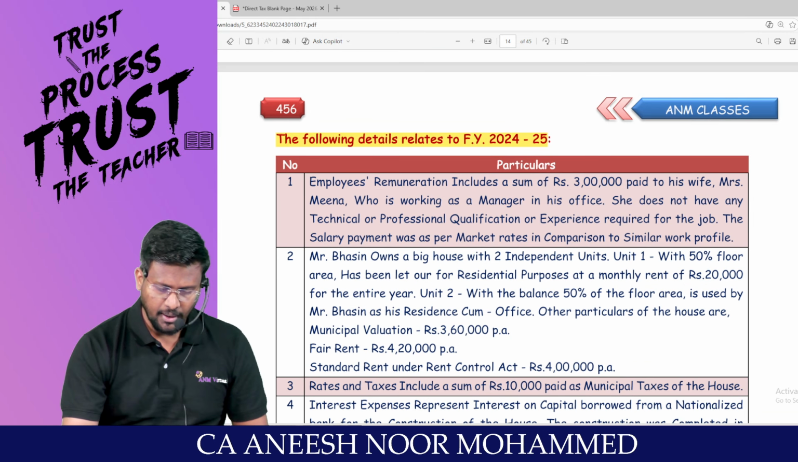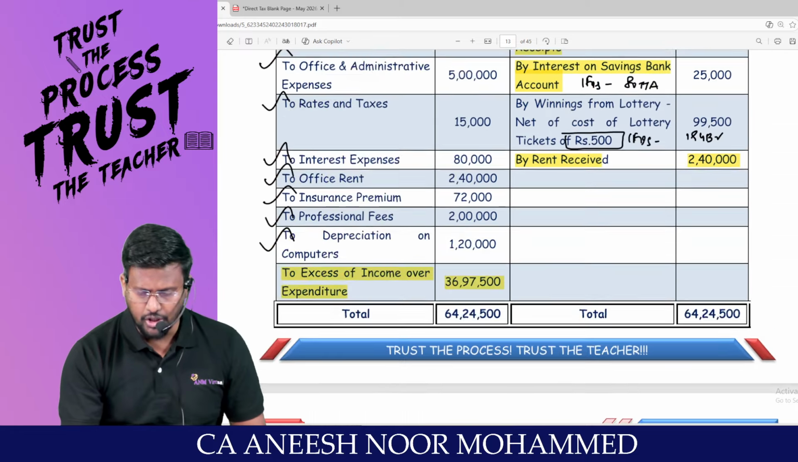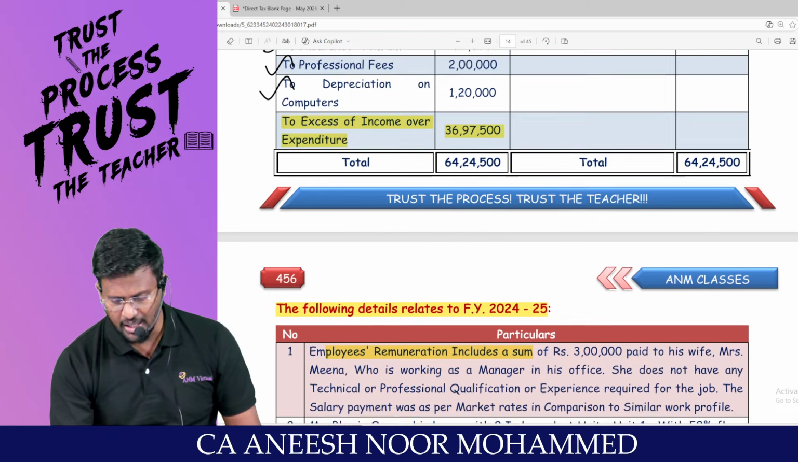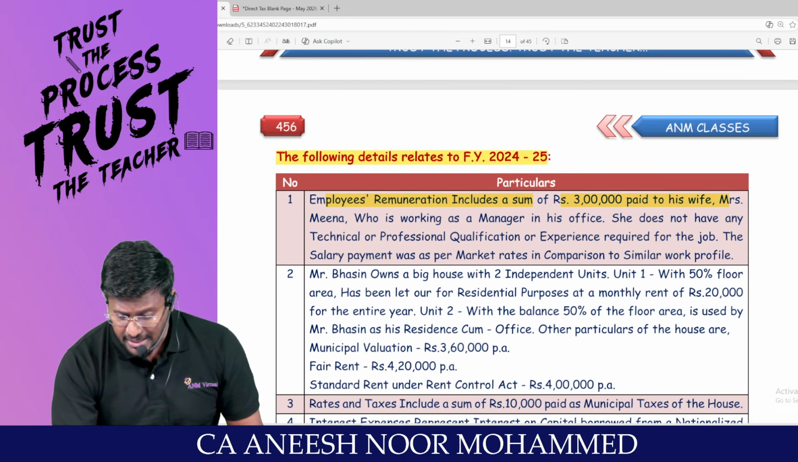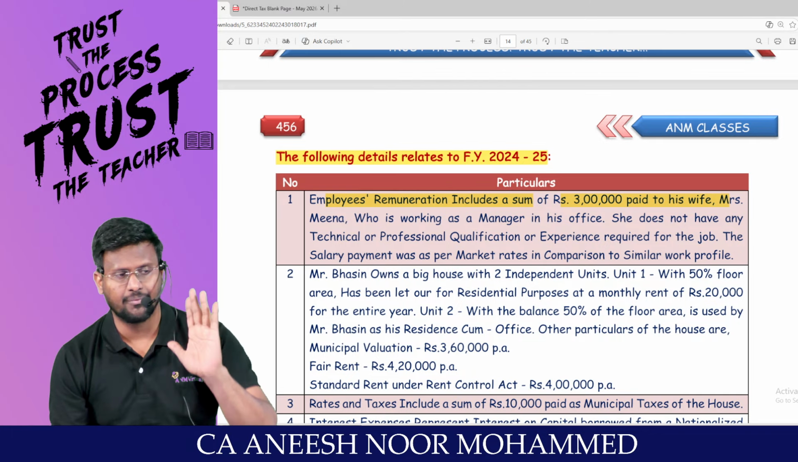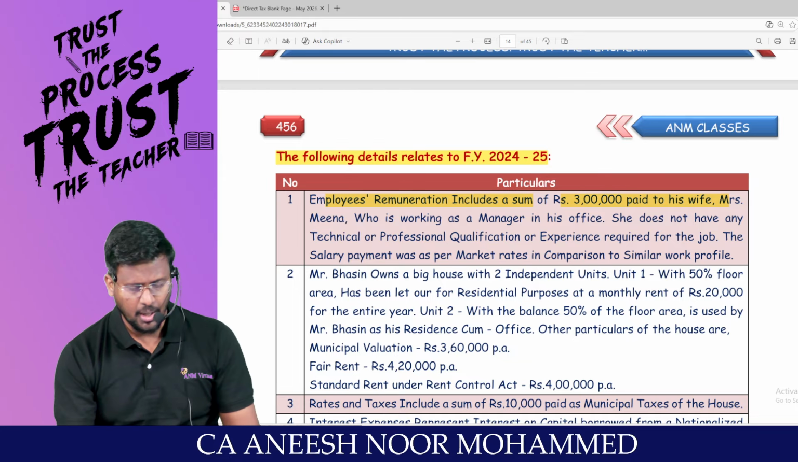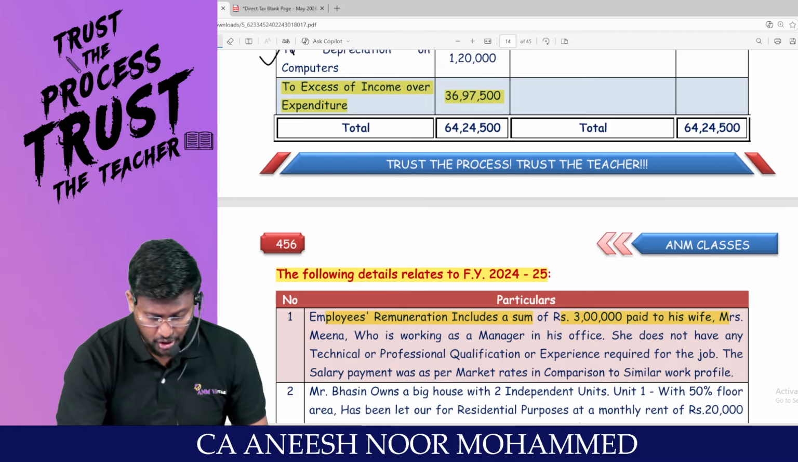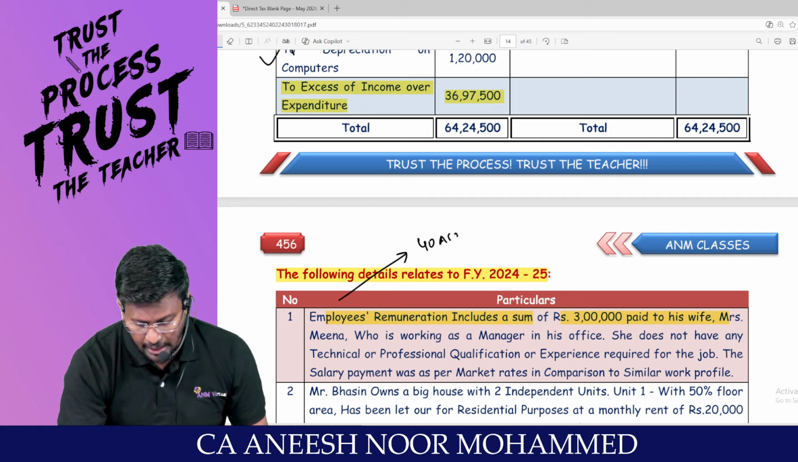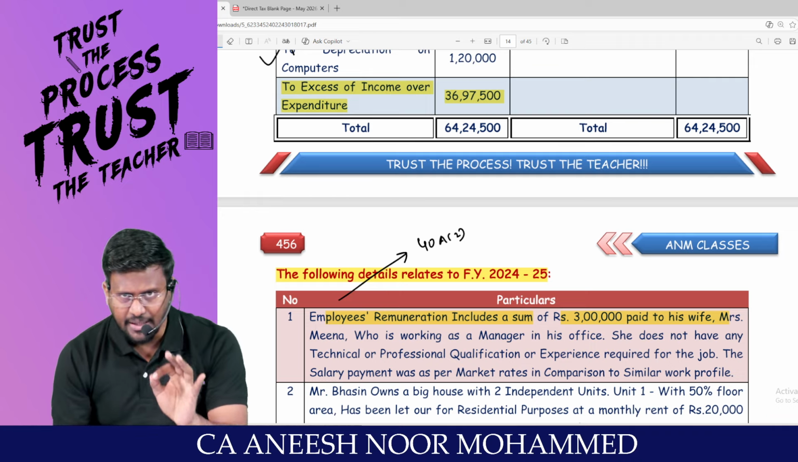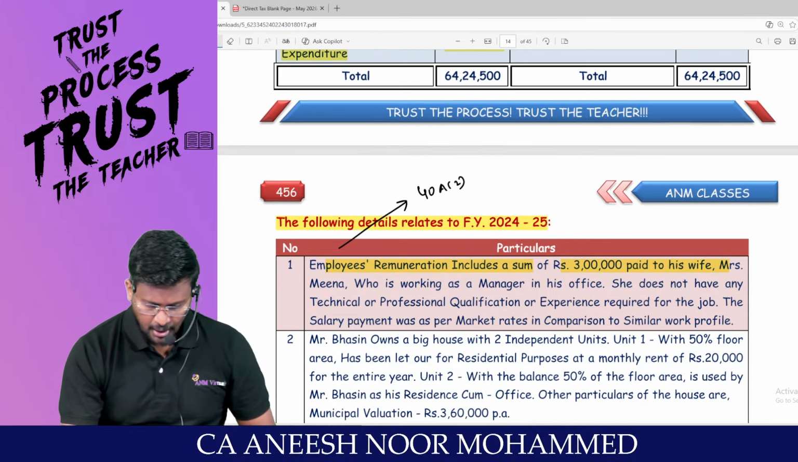Adjustment number 1. Employees remuneration includes, in the first point, 15 lakh, inside this, rupees 3 lakh paid to his wife. There is no restriction that you should not pay to the wife. But it's a related party transaction. Provisions of 40A subsection 2 will be applicable. Only the payment should not exceed the market limit. That's it. Mrs.